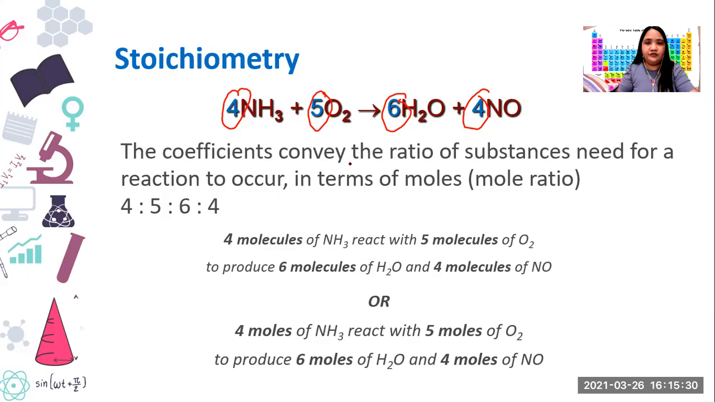So, how do you read or interpret this? It means that 4 molecules of NH3 react with 5 molecules of O2 to produce 6 molecules of water and 4 molecules of NO, or change molecules to moles: 4 moles of NH3 react with 5 moles of O2 to produce 6 moles of H2O and 4 moles of NO. So interchangeably, you can actually use moles and molecules because those are the different parts of that chemical reaction. 1 mole, 1 part, 1 part. In this case, it's a 4, 5, 6, 4 mole ratio.